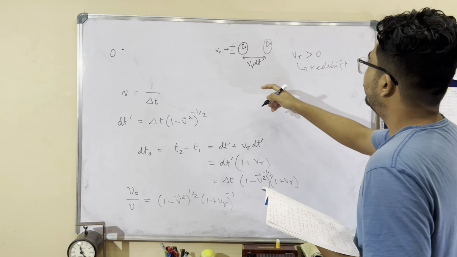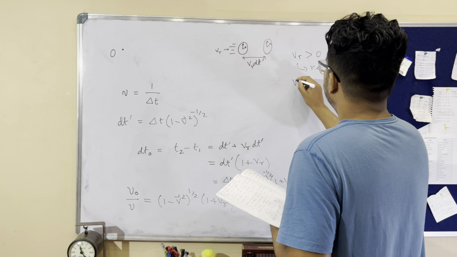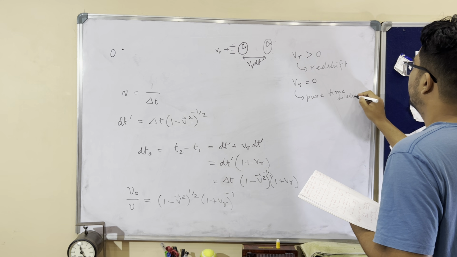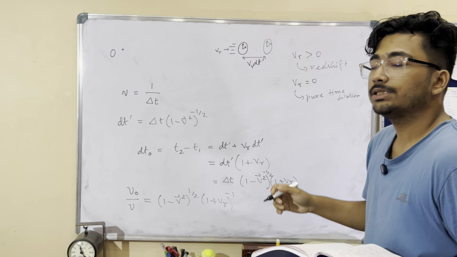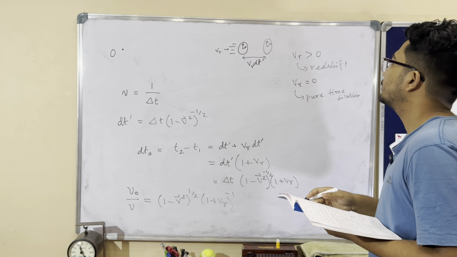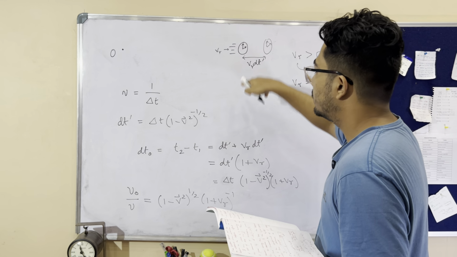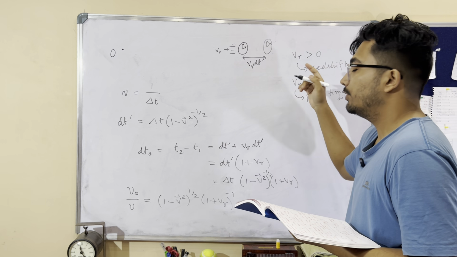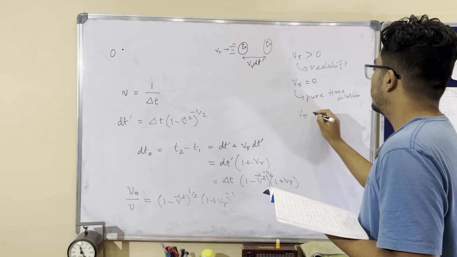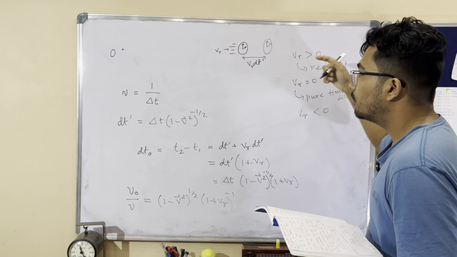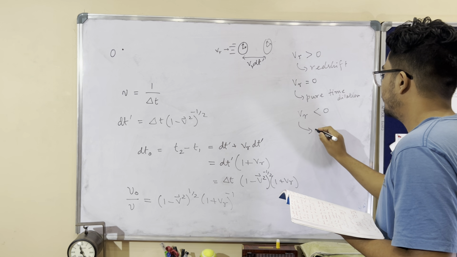Similarly, if it's moving transversely, if Vr is 0, then we will see pure time dilation. There will be no Doppler effects. Such a thing can happen when the clock is revolving around O. It has no receding velocity or approaching velocity, so there will be no Doppler effects. And when Vr is negative, that means that the clock is approaching the observer, then we will see a violet shift.